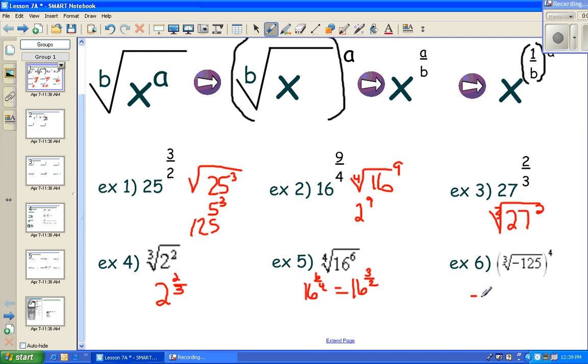Okay, and then this would be negative 125 to the 4/3 power. Now the way I have it right now is actually incorrect, because order of operations says that let's do the exponent and then we'll worry about that. That negative needs to be raised to the 4/3 power as well. So you want to make sure that anything that goes to the power gets put in parentheses.